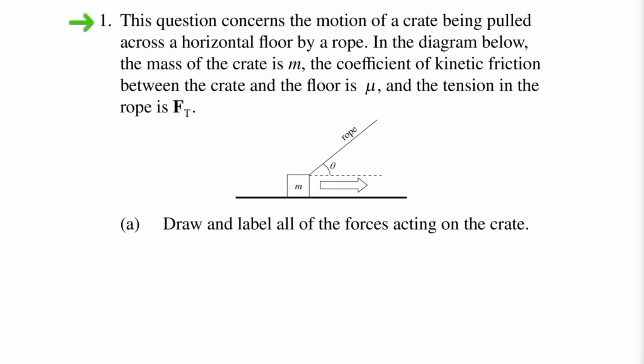In the diagram below, the mass of the crate is m, the coefficient of kinetic friction between the crate and the floor is mu, and the tension in the rope is Ft. So there's another force, right? Tension force. This is a force found within a rope or a string that acts to prevent the rope or string from stretching or snapping. And it's worth noting that this always acts along the length of the rope, and it acts away from the object the rope is attached to, which is to say ropes don't push, they pull. And it's constant throughout any given length of rope.